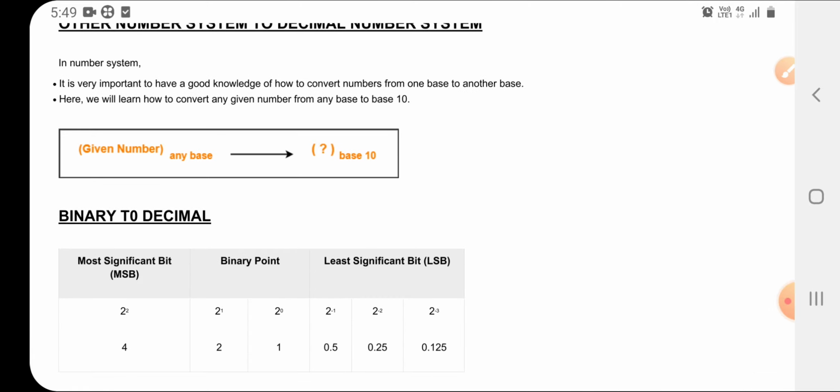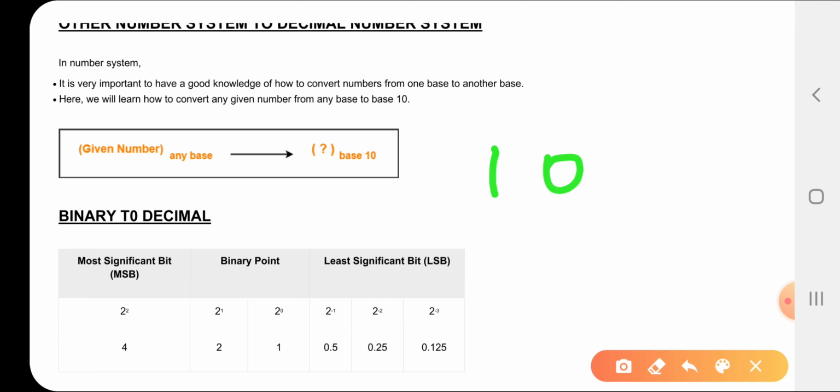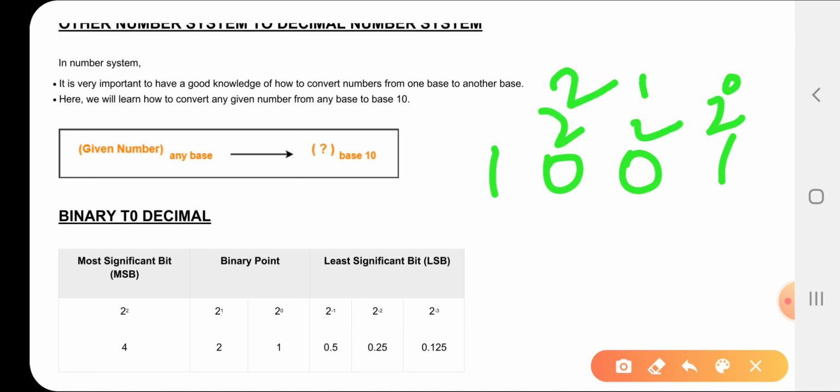The first conversion is binary to decimal. Binary means the base is 2. What is the positional value, or place value? For a binary number, the positional values are written as 2 power 0, 2 power 1, 2 power 2 and 2 power 3. This is the way we write the positional value.